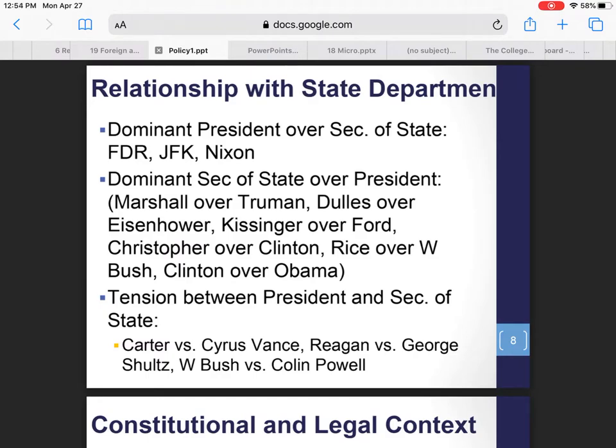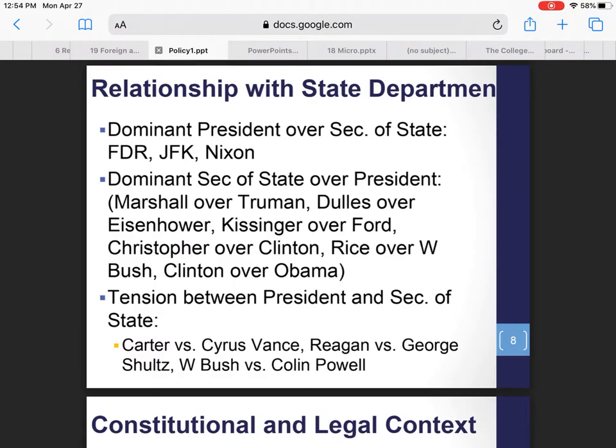We kind of saw this with President Trump and his first Secretary of State, Mike Pompeo. There was at first a fairly good relationship, and then that relationship became hostile between the two of them in terms of U.S. relationships with other countries. So sometimes if the president and the Secretary of State are not on the same page, that can cause problems.